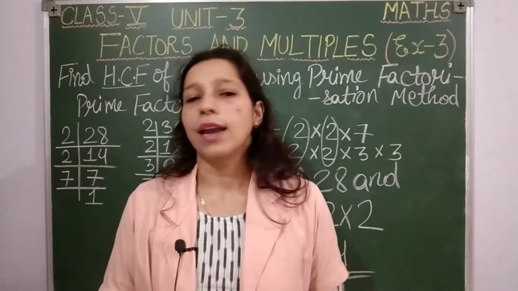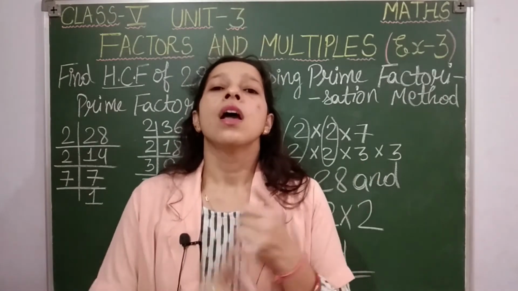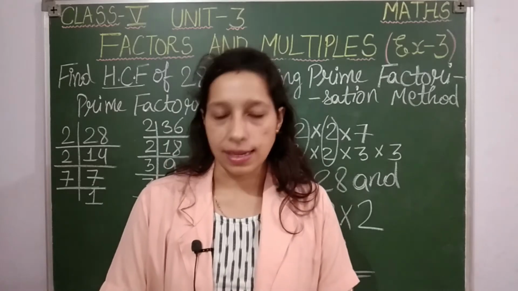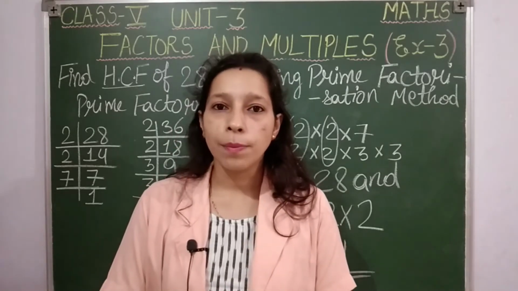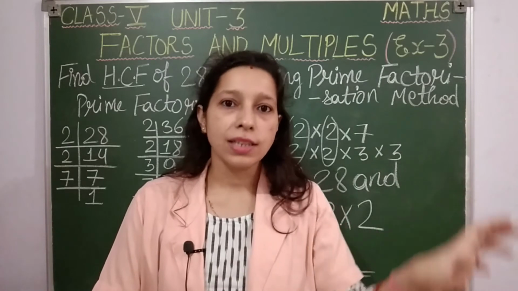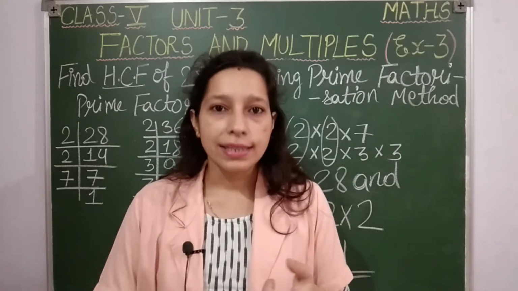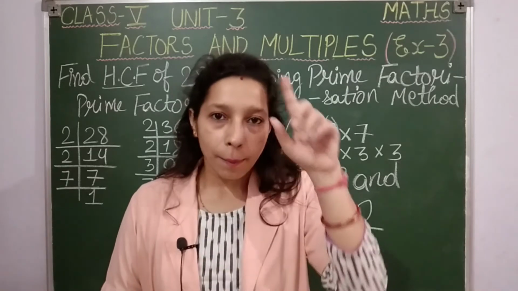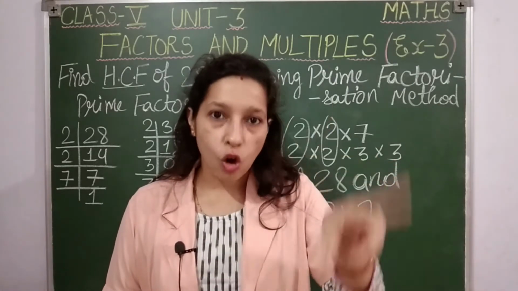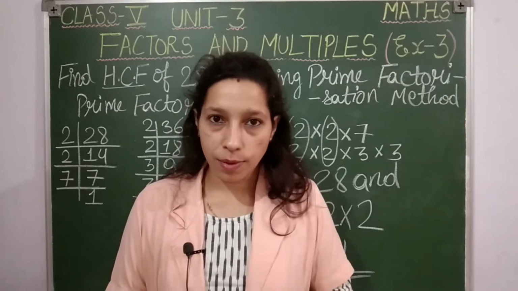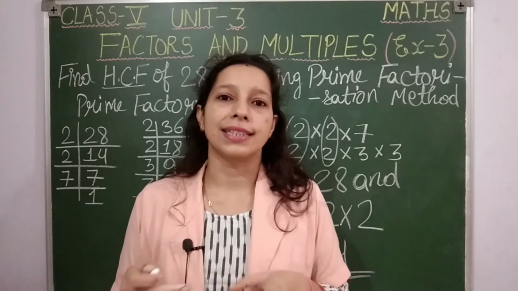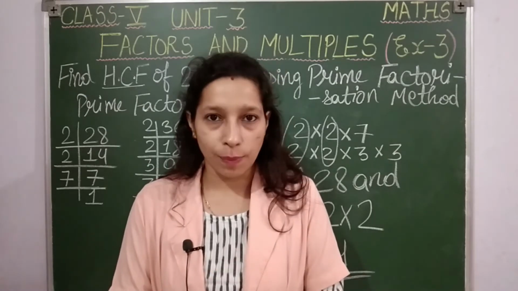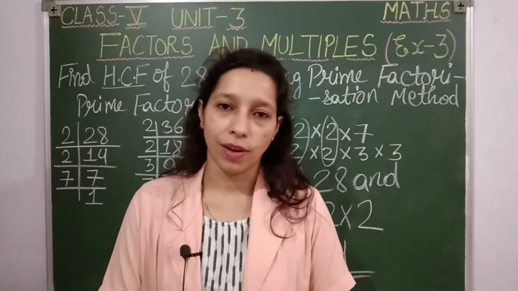Clear students? Okay, now let us understand in simple words. If you want to find out HCF for the given numbers using prime factorization method, first step, take each number, find its prime factors. Okay. Second step, write the prime factors of the number. Third step, make the pairs, circle the common factors for the given numbers. And last step, find the HCF, means take out common factors and multiply. You will get the HCF for the given numbers.